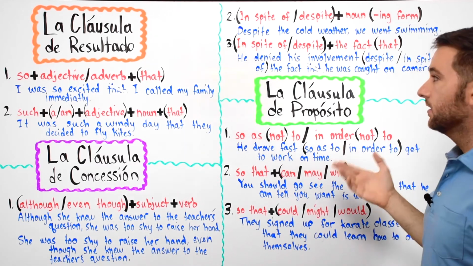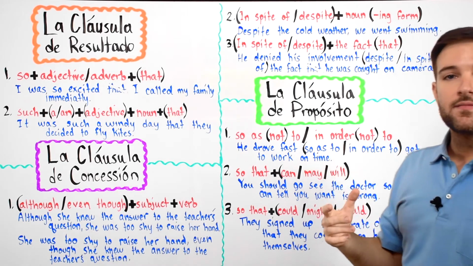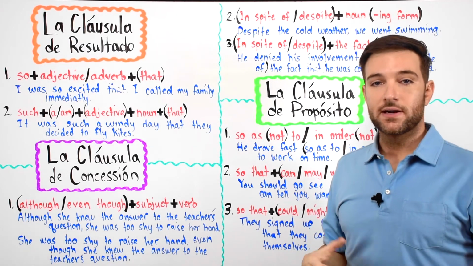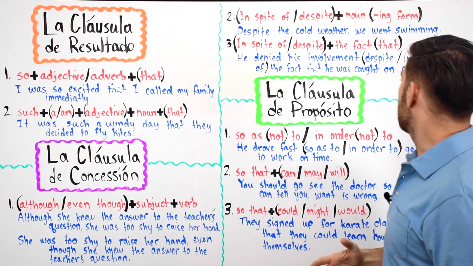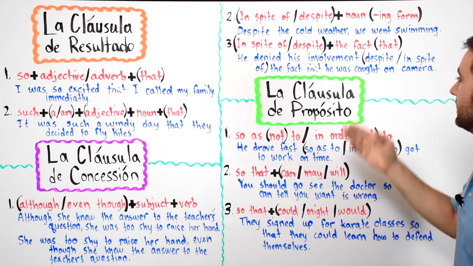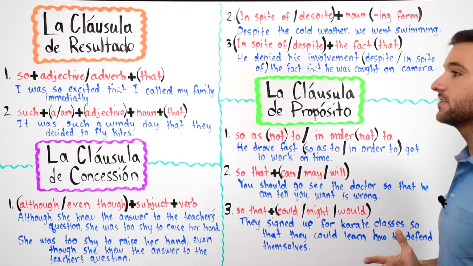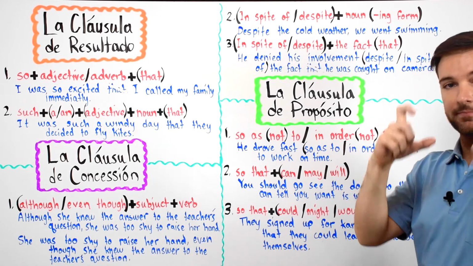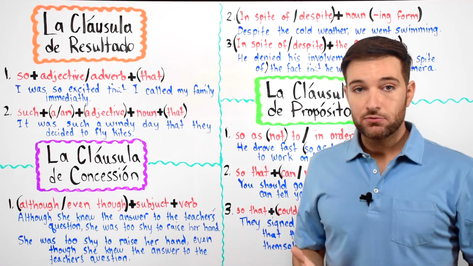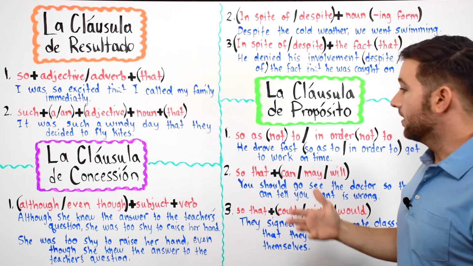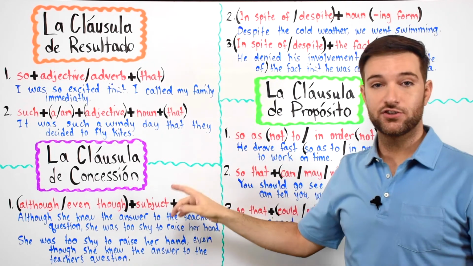So in this case, it translates to like, él negó su participación a pesar de que fue captado por la cámara. Despite the fact he was caught on camera. Fue captado. He was caught on the camera. Bien. Ahora que hemos aprendido la cláusula de resultado, the clause of result, and we also learned the clause of concession as well.